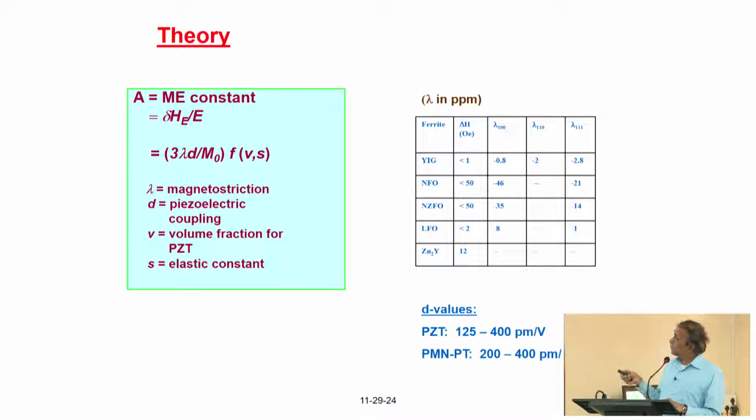So, these are the magnetostriction values around 100, 110 and 111, and looking at these numbers, the best values are for nickel ferrite. Lithium ferrite is also okay. The worst is yttrium iron garnet.